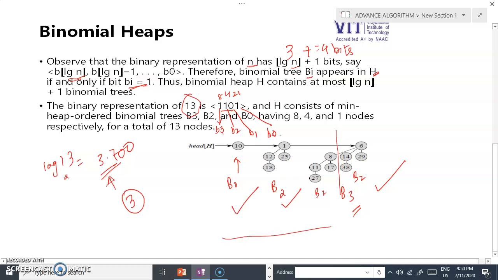So what is this? We have a binomial heap. This is a binomial heap. And if you can see, it is in ascending order. So we have B0 and then we have B2. It is in ascending order of the trees. Correct?